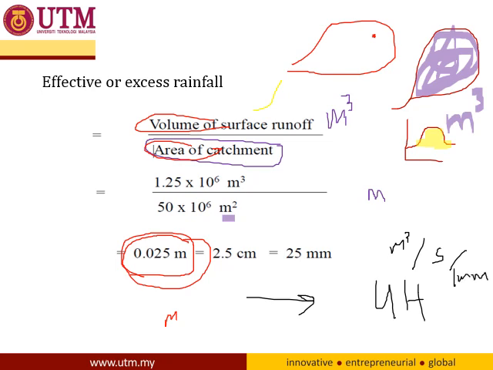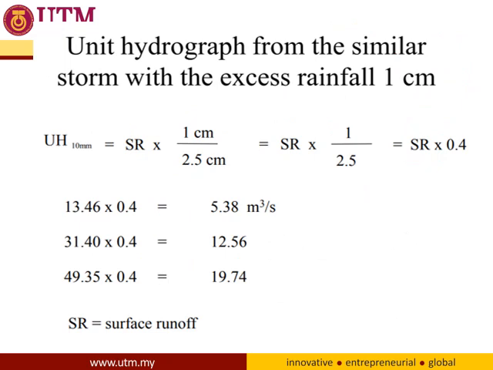So what you do, okay, effective rainfall is same as runoff, right? So this is the effective rainfall, 25 millimeter. So what you do is for each surface runoff, you divide by 2.5. That is how you get this value 5.38.